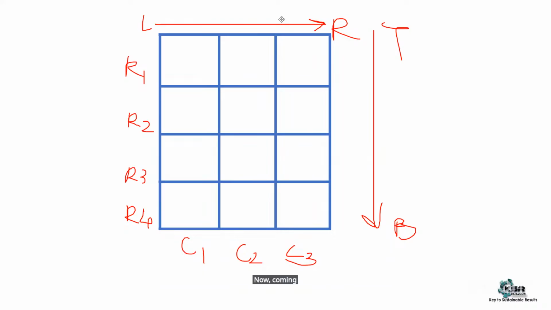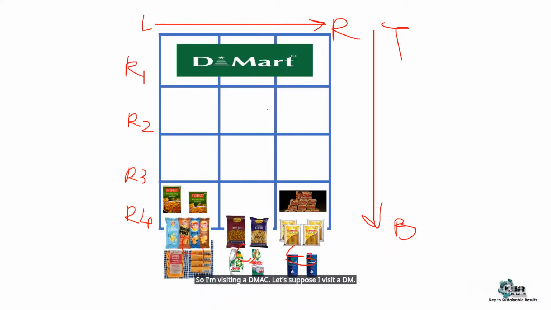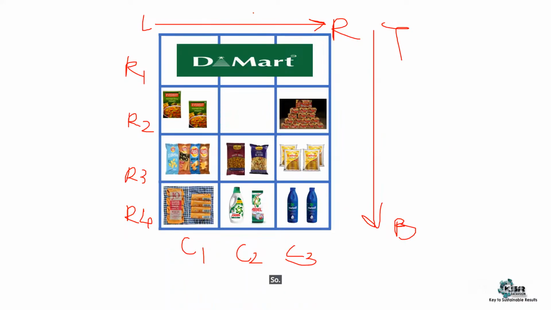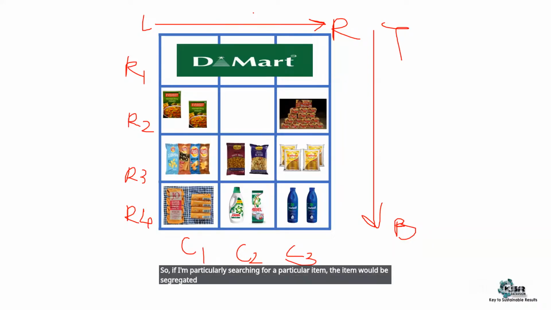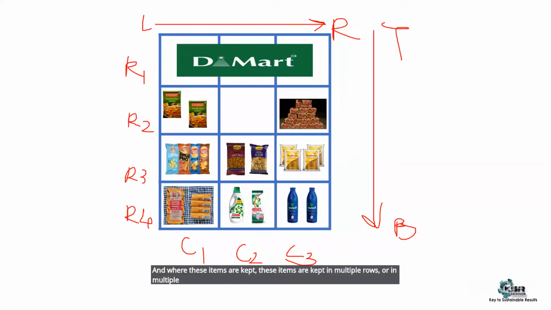Now, coming back to the superstore again, I want to get certain items, right? So I'm visiting a DMart. If I'm searching for a particular item, the items would be segregated into different partitions, in different areas, with different sections. So you can easily visit that section and purchase that item. And these items are kept in multiple rows or multiple columns.